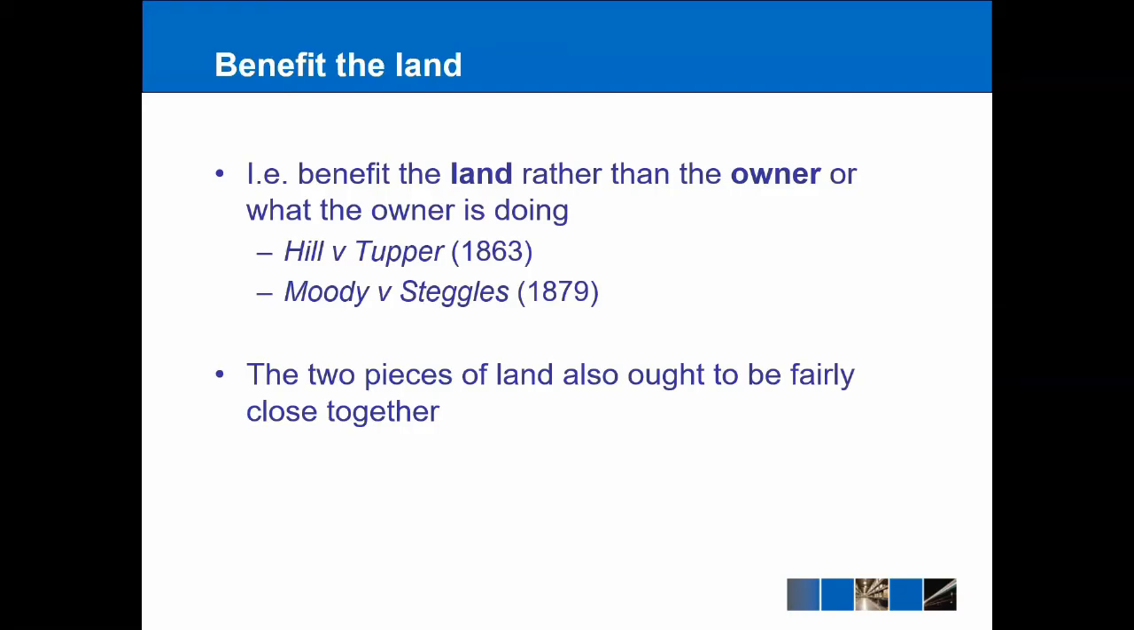The final point on this is just to say that the two pieces of land also ought to be fairly close together. We've seen in the graphic example earlier that the two pieces of land are sort of literally connected to each other, like they're adjoining. Whereas if you came across a case where, say, the two pieces of land were a couple of miles apart, then an easement isn't really going to apply there.